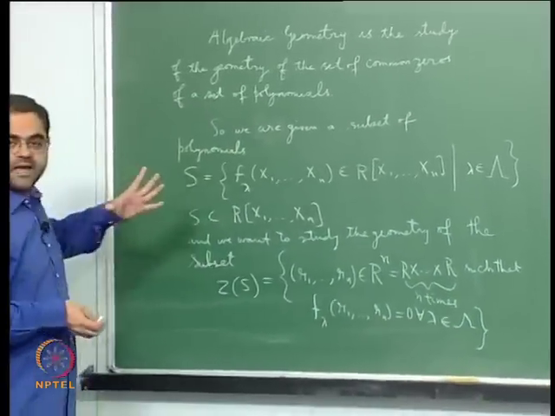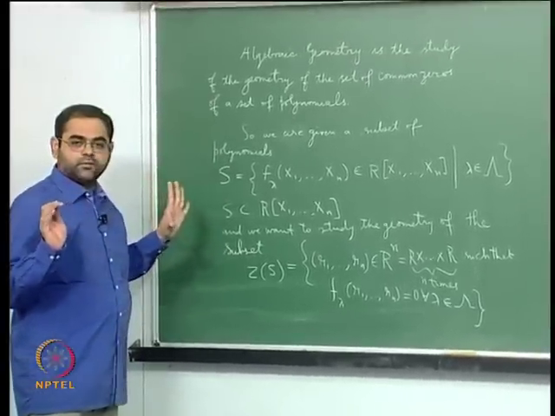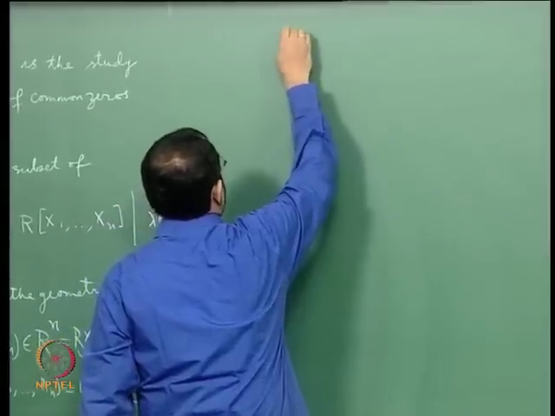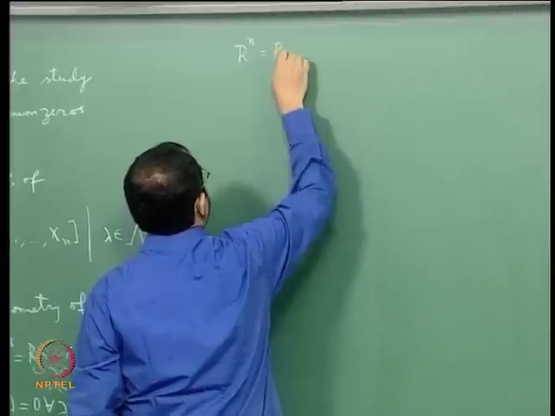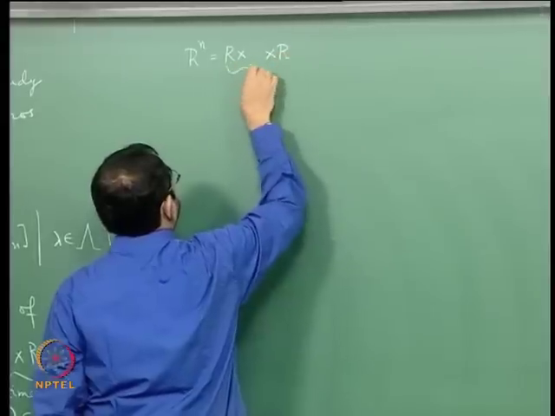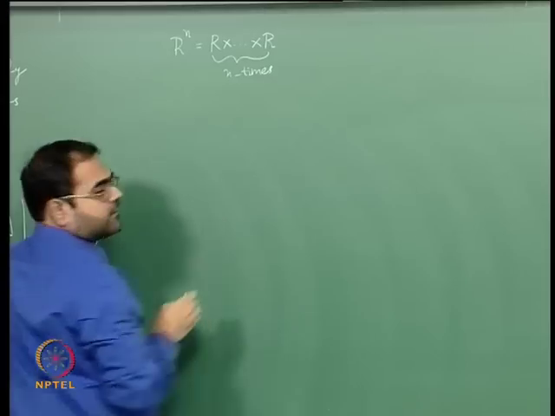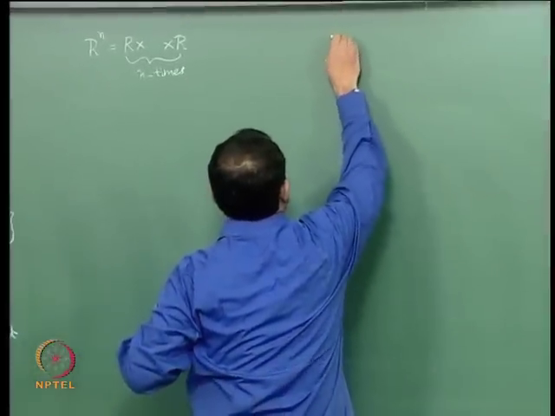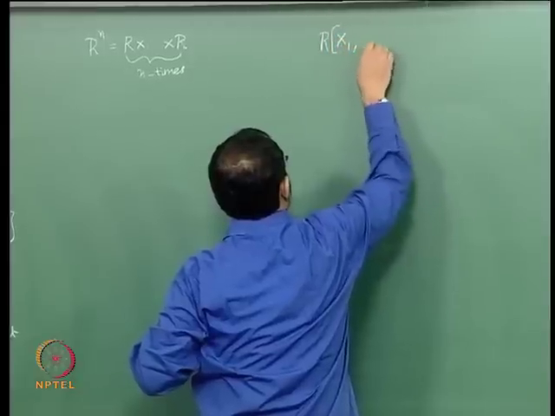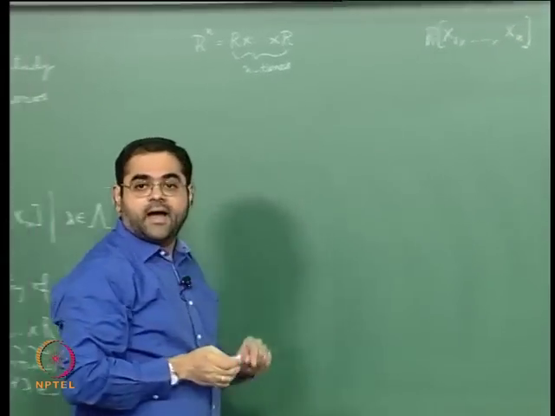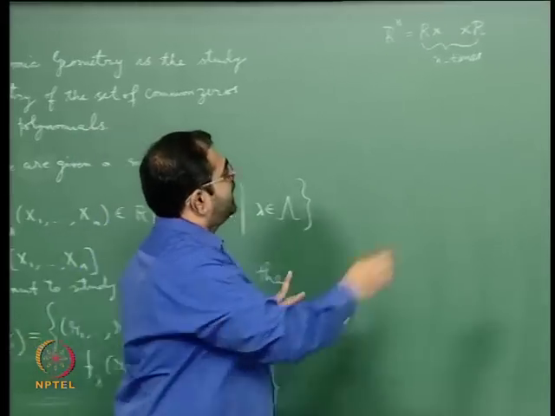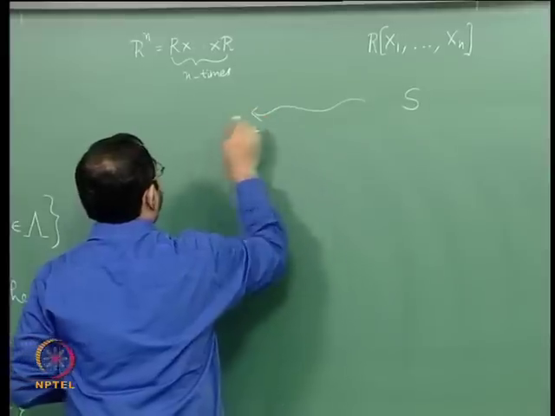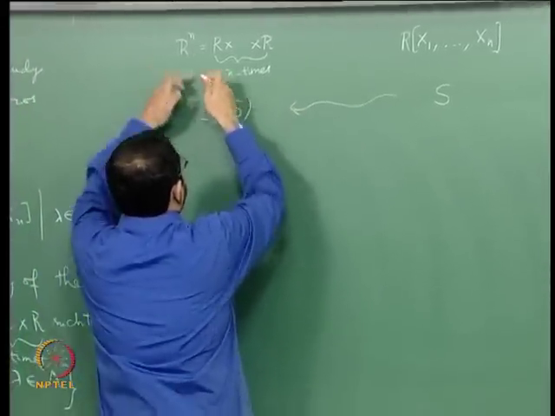So you see, basically what is happening is that you already have two objects here. On the one hand you have R^n, which is R cross R, n times, and on the other hand you also have the polynomial ring over R in n variables. What is happening is that I am given a subset S of the polynomial ring and I am associating to that subset the set of common zeros of that subset, which is a subset of R^n.